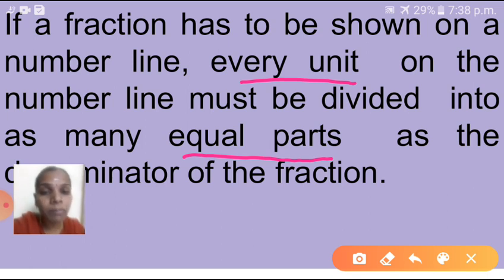So how many equal parts do we have to make? Yes, we have to look at the fraction and observe the denominator. Suppose the denominator is 3. If the denominator is 3, every unit must be divided into 3 equal parts. Suppose the denominator is 5. So every unit must be divided into how many parts, children? Yes, very good, 5. When we solve the sum it will be easy to understand, children. Are you ready? Shall I start?